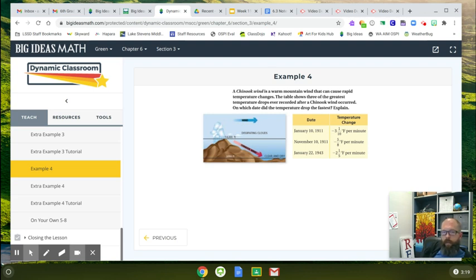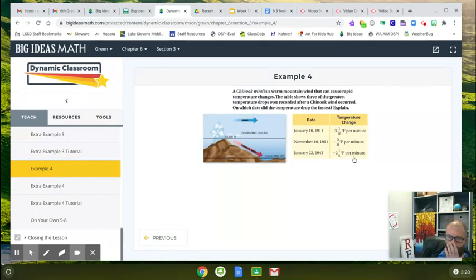Okay, so this says a Chinook wind is a warm mountain wind that can cause rapid temperature changes. The table shows 3 of the greatest temperature drops ever recorded after a Chinook wind occurred. On which date did the temperature drop the fastest? So we have 3 dates here: January 10th, -3 1/10 per minute; November 10th, -5/8 per minute, degrees Fahrenheit; and January 22nd, -2 1/5 degrees Fahrenheit.